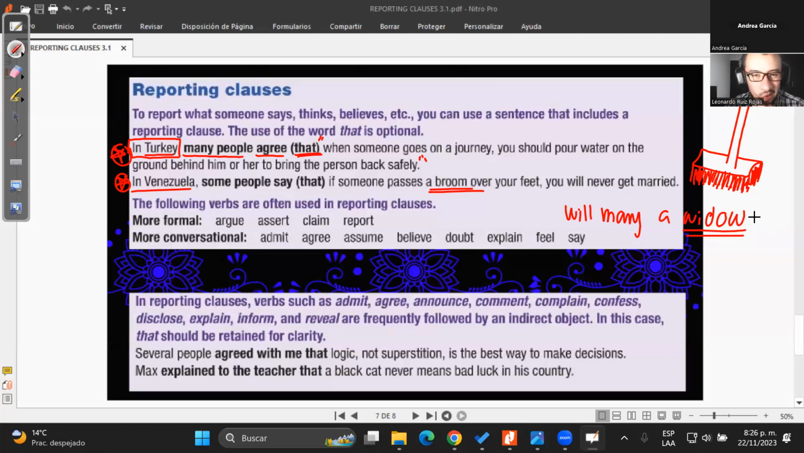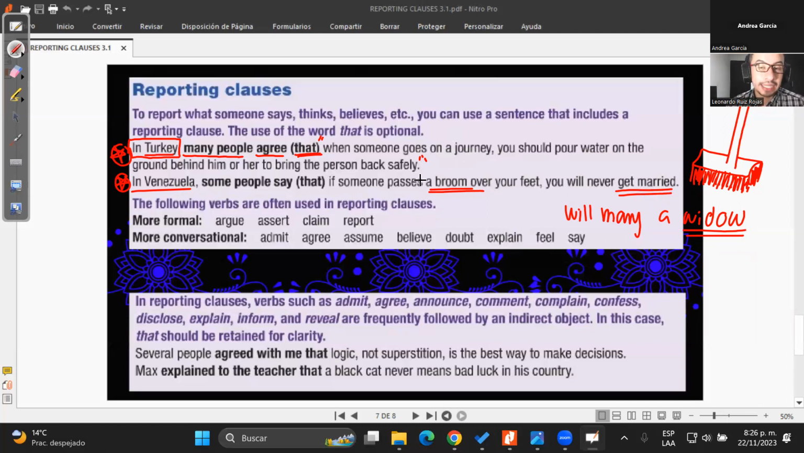No, teacher. Widow. Viuda, una viuda. Okay. So they say, if someone sweeps over your feet, you are going to marry a widow. It is not that you will not get married, but that you will marry a widow, right? So it changes a little. Here it is the same as in Venezuela, where you will never get married, right? Yes, exactly. Very good.